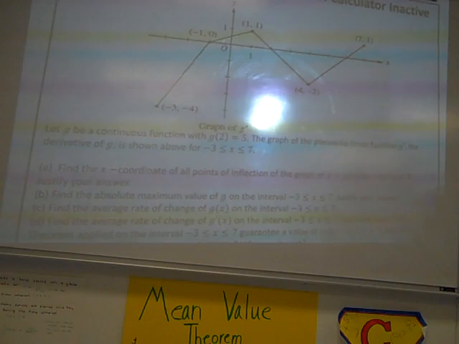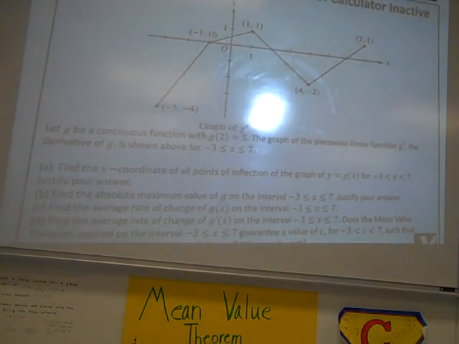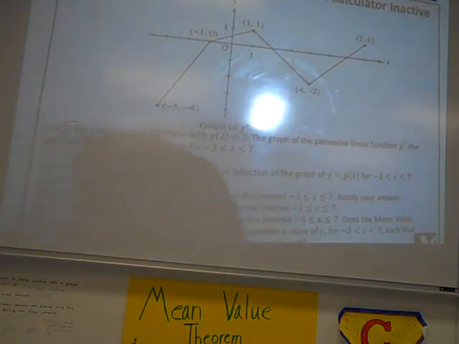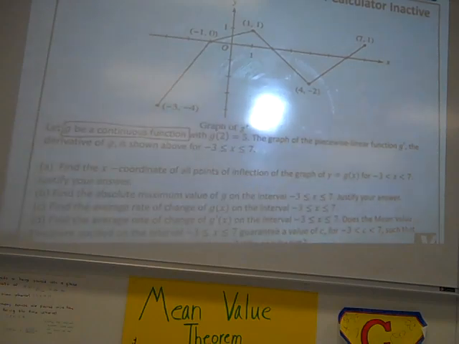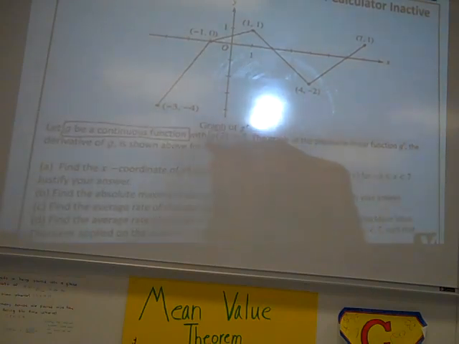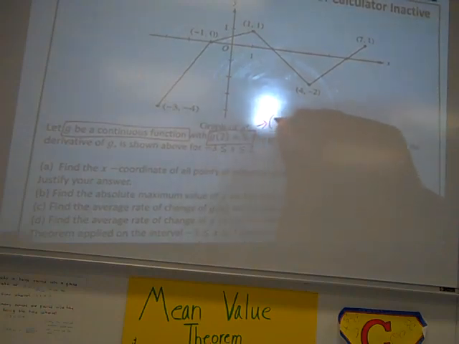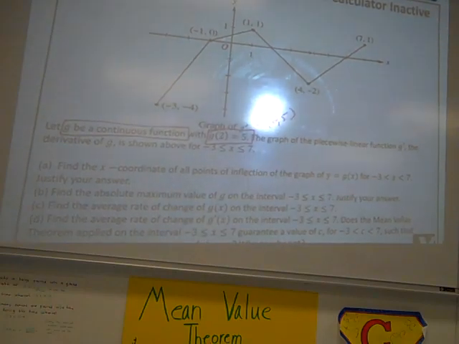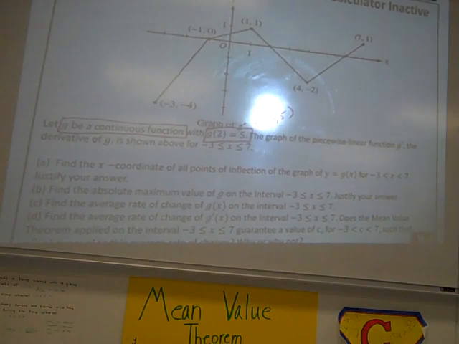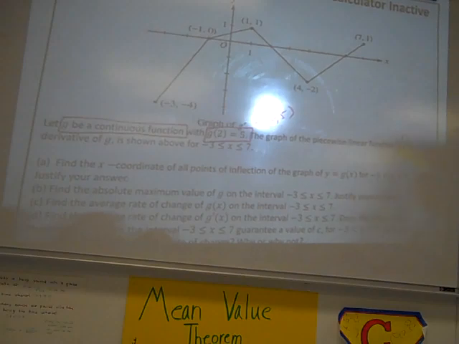So we have a graph. G is a continuous function. This is important information. I'd want to box that off. G is continuous. Good. Furthermore, we know that G of 2 is equal to 5. That means I have the point (2, 5) on the graph of G. The graph of the piecewise linear function G prime. This graph up here is the graph of G prime.